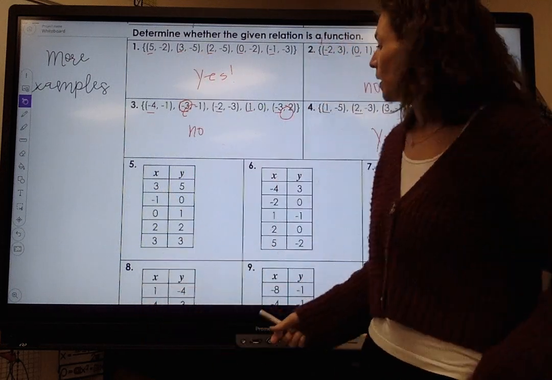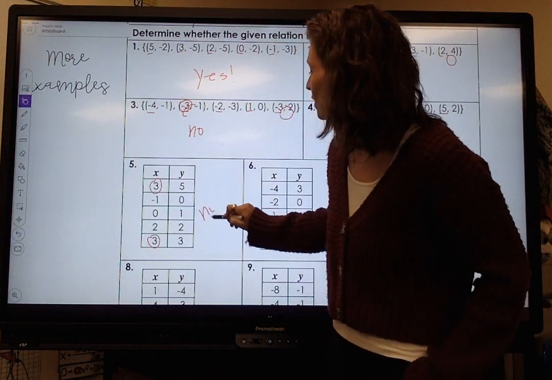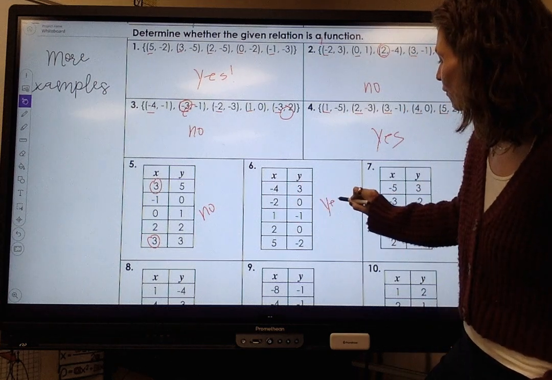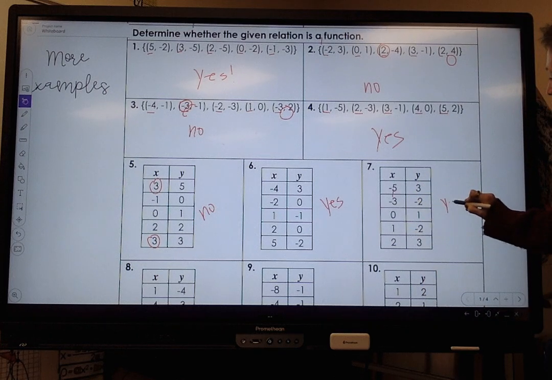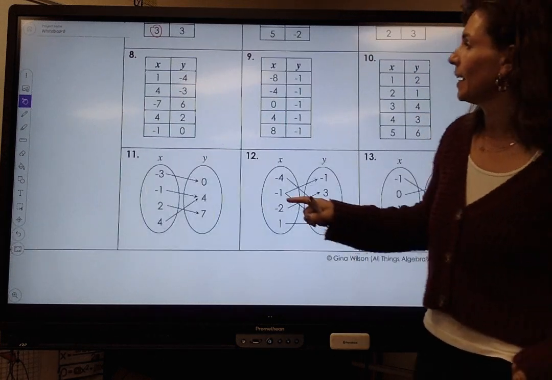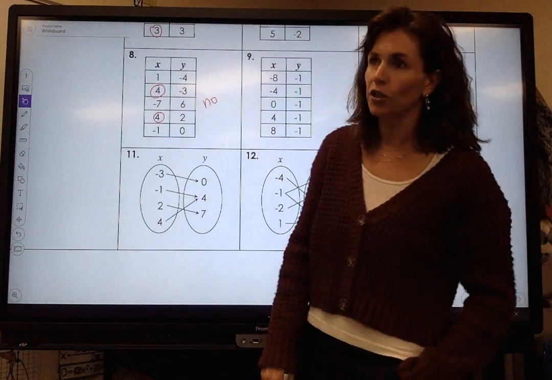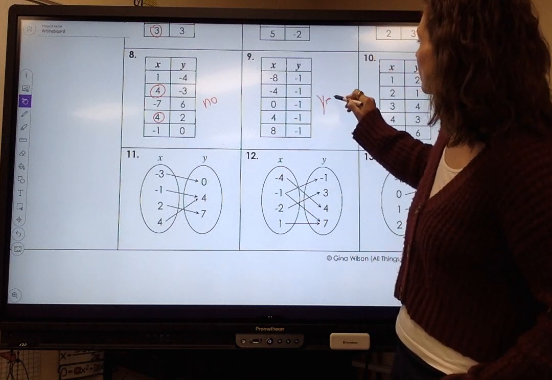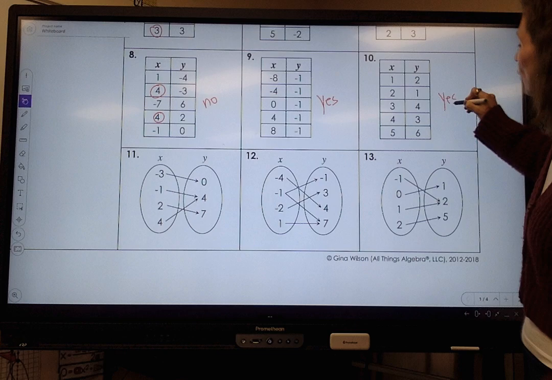Now let's look at a table. Same thing. My x value can't repeat. I have 3 repeating, so no, it's not a function. I have nothing repeating here, so yes, it is a function. Nothing is repeating on my x's, so yes, it is a function. If I look at 8, I have 4 and 4 repeats, so no, it is not a function. I have nothing repeating, so yes, it is a function. No x values are repeating, so yes, it is a function.